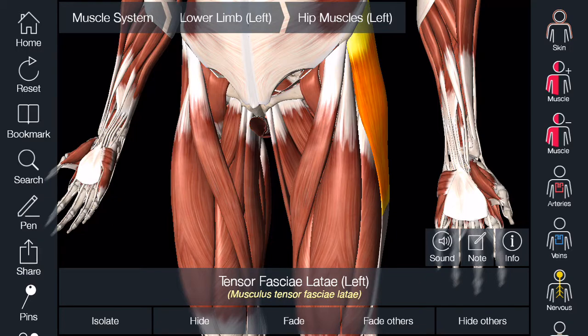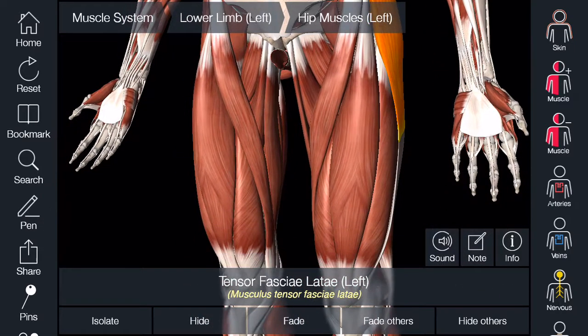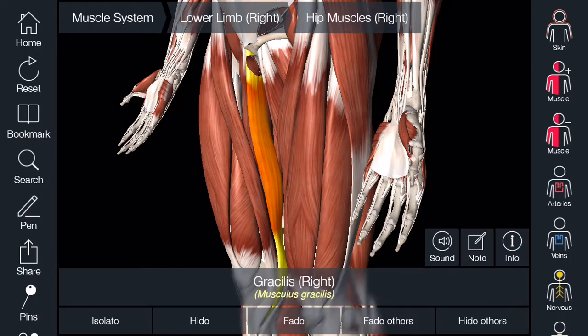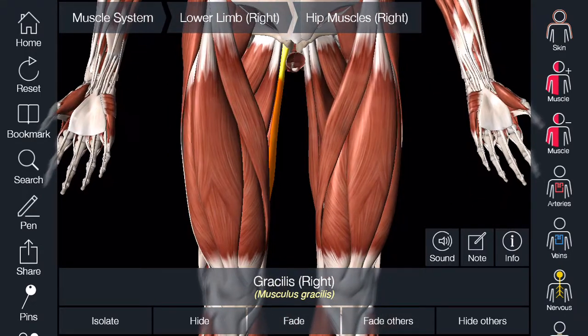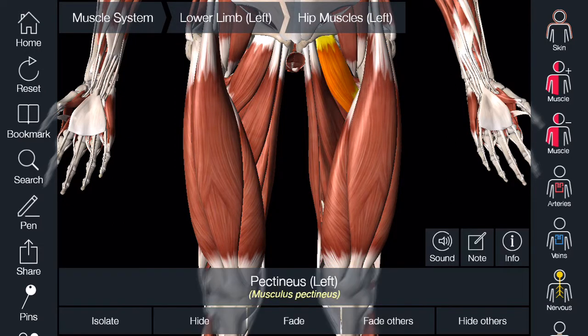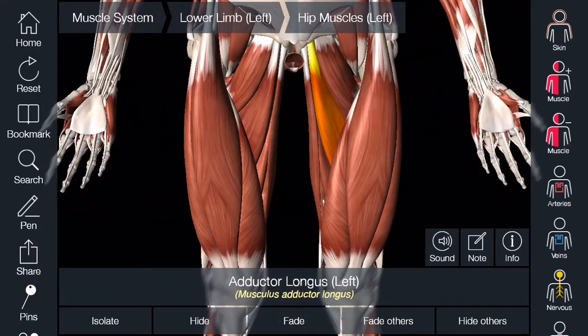Next, you have your adductor longus, magnus, and brevis. That's gracilis. How do you get to the adductors? I think I have to remove a layer of muscle. There we go. There's the adductor longus.